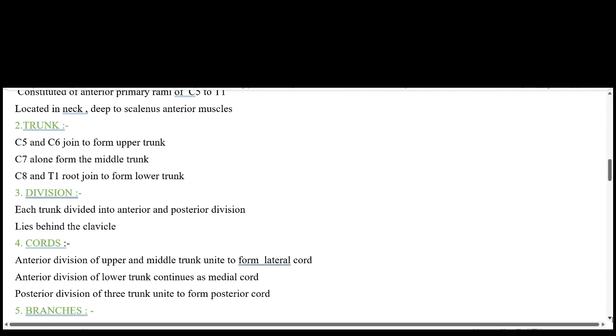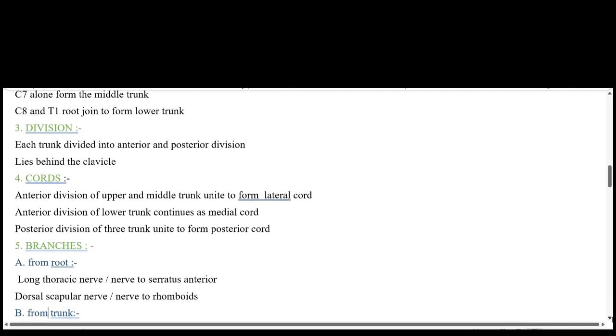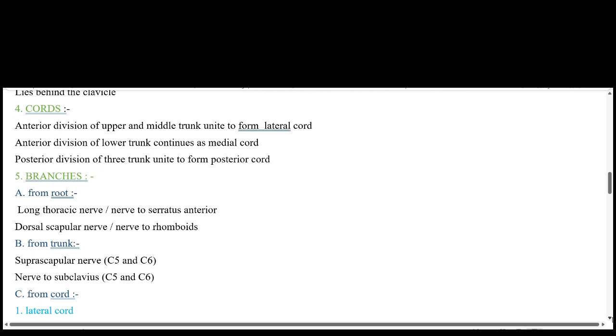And cords: you can see the anterior divisions of the upper and middle trunks unite to form the lateral cord, the anterior division of the lower trunk constitutes the medial cord, and the posterior divisions of all three trunks unite to form the posterior cord. And let's see its branches, which is very important.